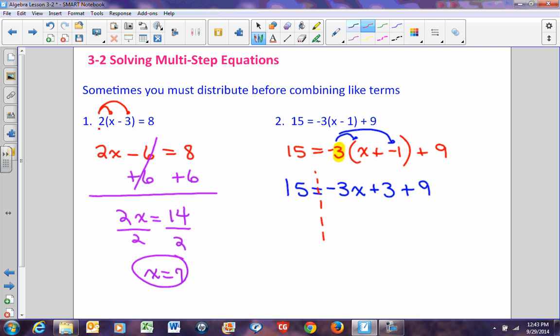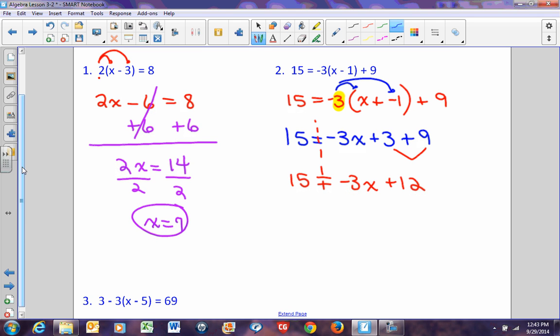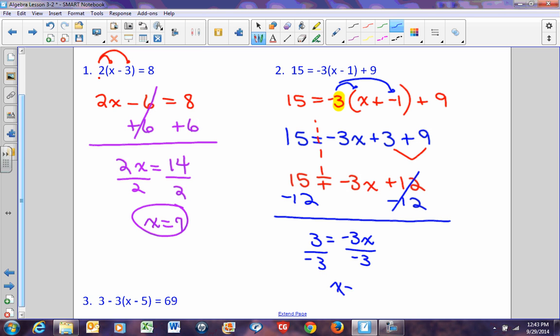Here's the dividing line between my equations, so I have to look and see if there's any like terms. These are like terms. I can add them together. So I get 15 equals negative 3x, 9 plus 3 is 12, so we get plus 12. Now to solve for x, I simply need to subtract 12. I will subtract 12 from this side, subtract 12 from this side. These will cancel. 15 minus 12 is 3 equals negative 3x. Now I divide by negative 3, and x equals negative 1.